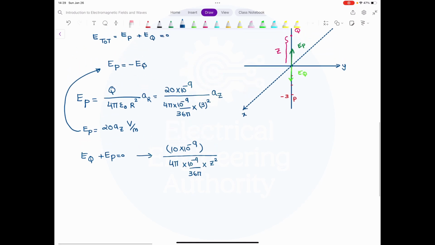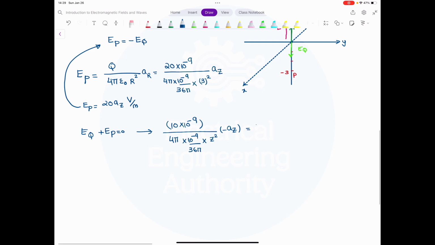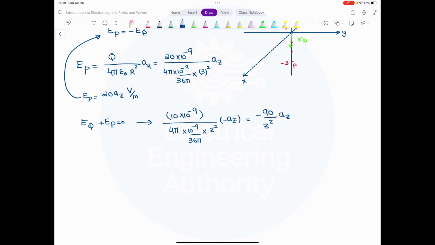But I know the direction of EQ, right? It is negative az. Now, this number here will be equal to negative 90 over z to the power of 2 az. And I want to find this. So we said that EQ plus EP should be equal to 0. EP is 20 az minus 90 over z squared az. We want this to be equal to 0. This is just one equation, one unknown.